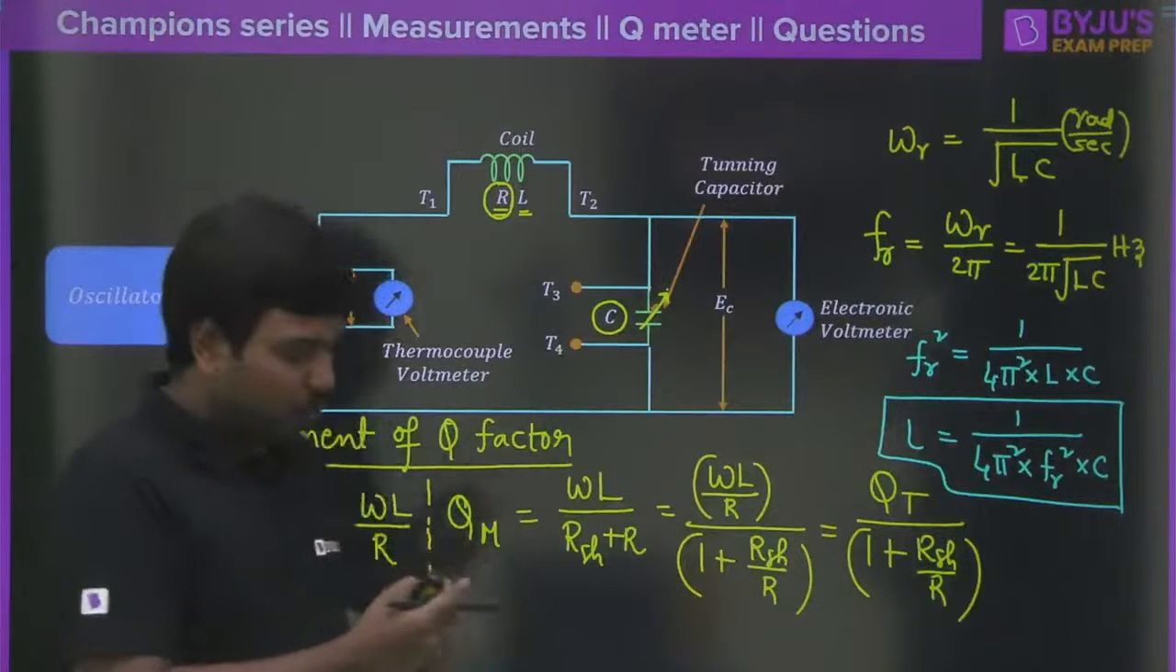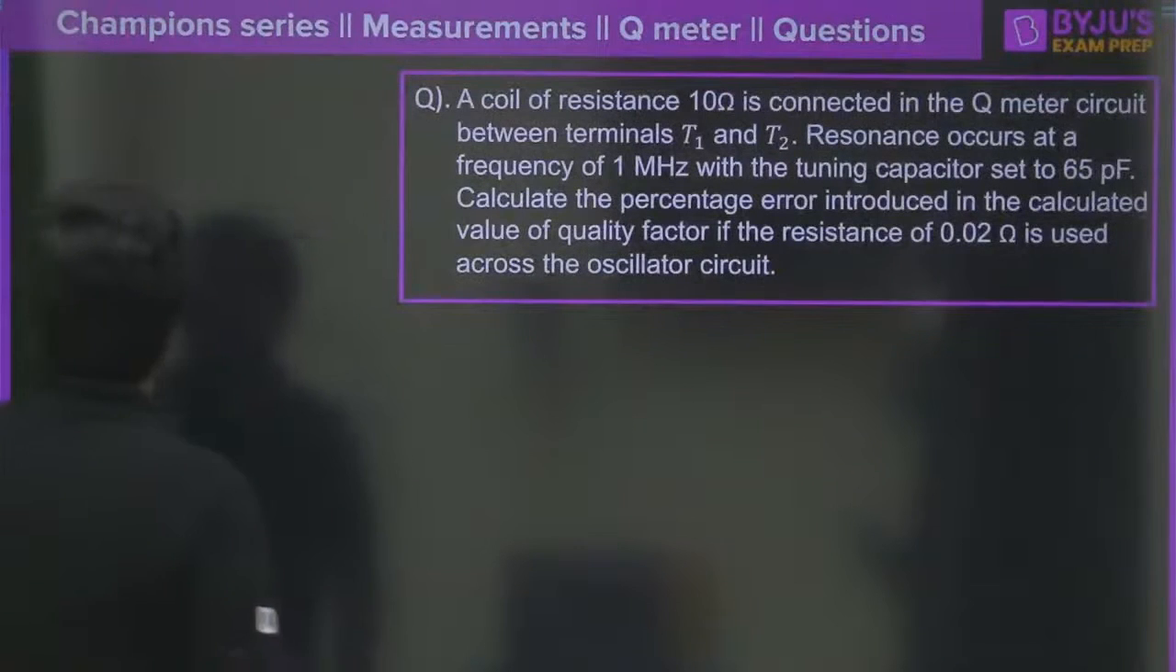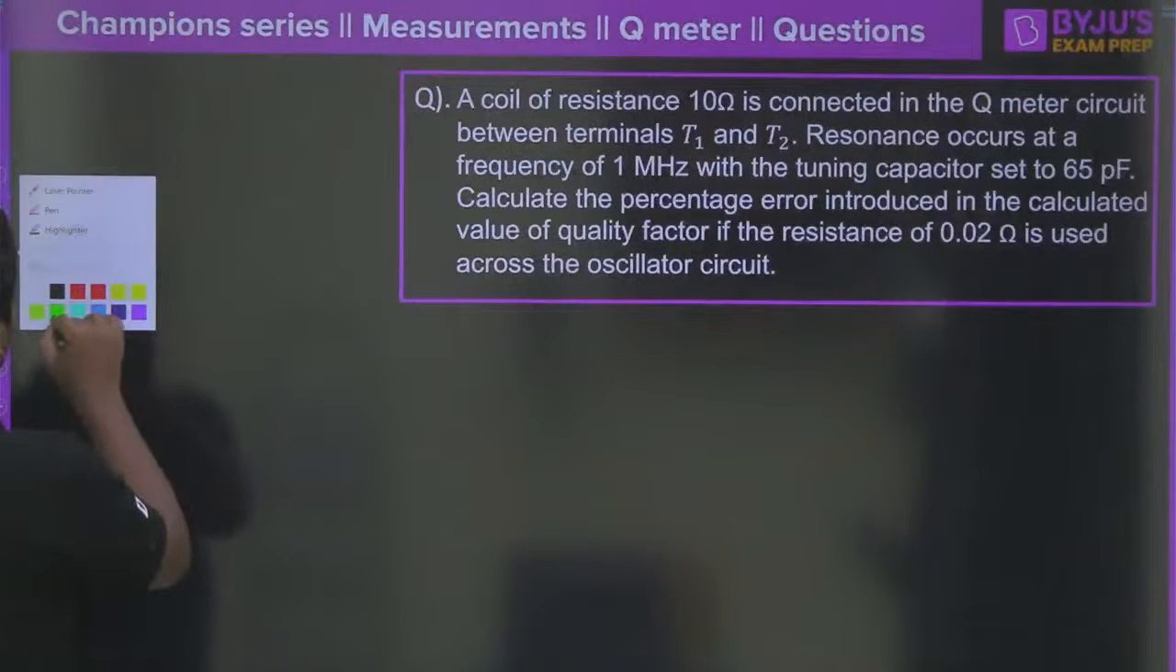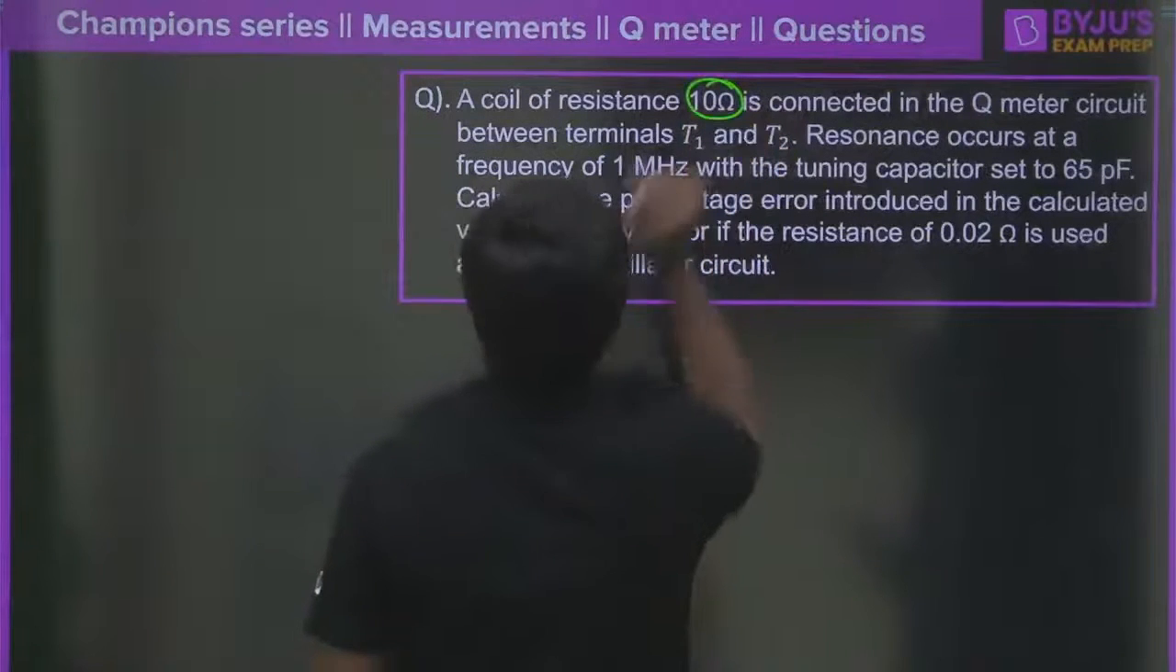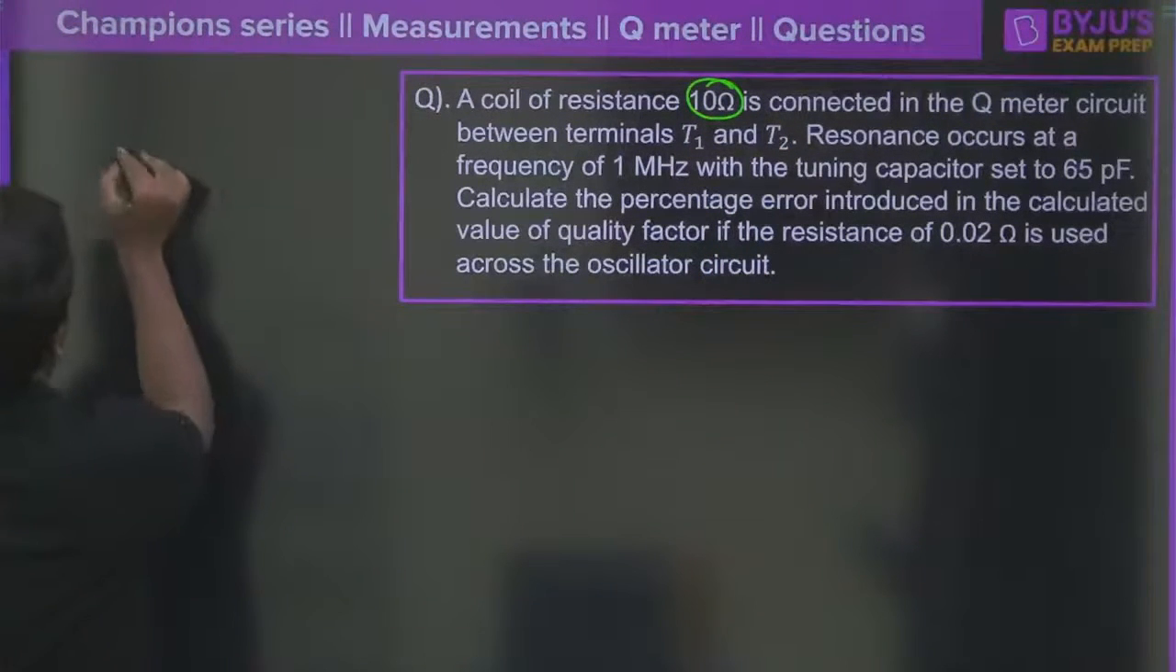Now let us move to the next level by following some questions here. Clear? So look at that. There is a question here. Let me show you how to address this question. A coil of resistance 10 ohm. What is this? First write down like this, the R value it is, correct?